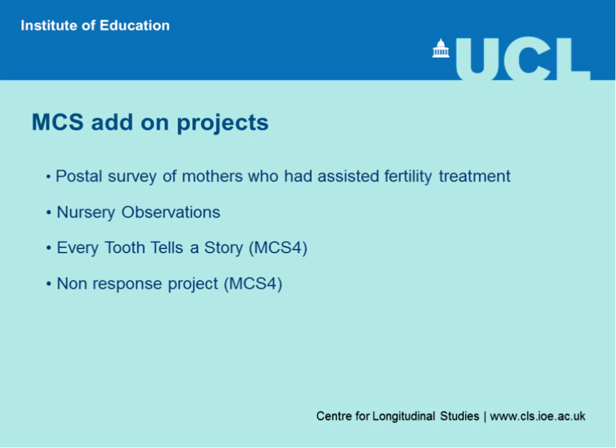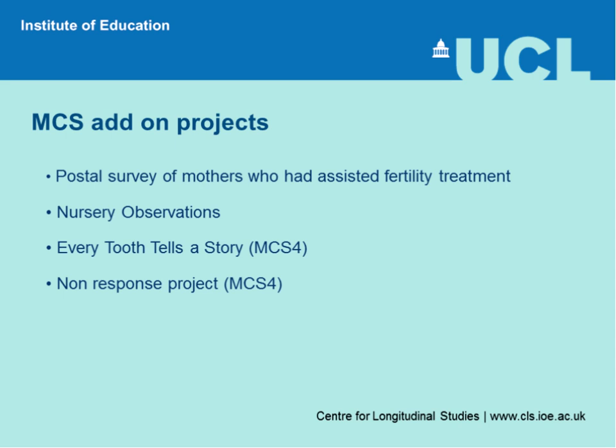So in addition to all the rich data that we've collected from the families themselves, there have also been some add-on surveys, add-on projects as well over time. And these included, after the very first survey at 9 months, a postal survey of mothers who had had assisted fertility treatment for the birth of their cohort member child. And this was done in collaboration with the National Perinatal Epidemiology Unit at Oxford University.